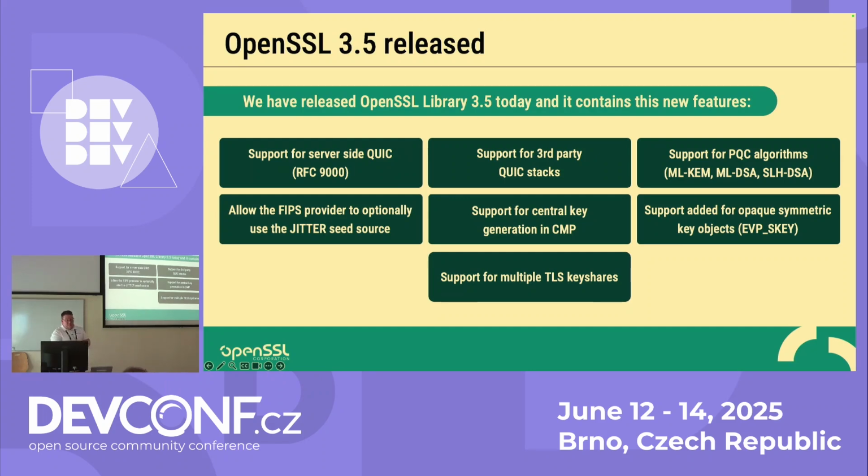We added the FIPS provider. Or let's say, we allowed the FIPS provider to use a jitter seed source. We added support for central key generation in CMP. We added, thanks to Red Hat, support for opaque symmetric key objects, which is EVP_SKEY in our API. And we added support for multiple TLS key shares, which means that your TLS connection can easily negotiate the key share which will be used.